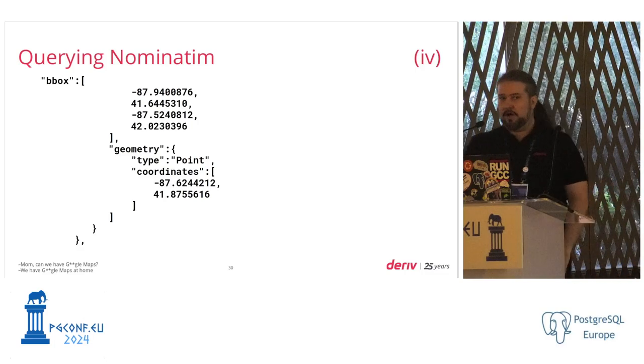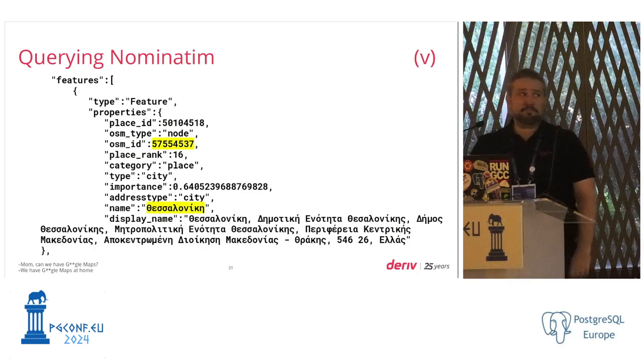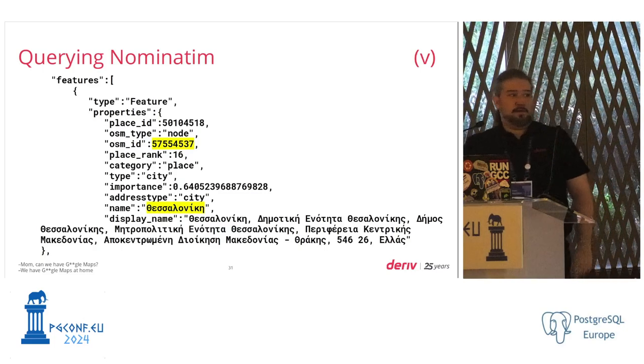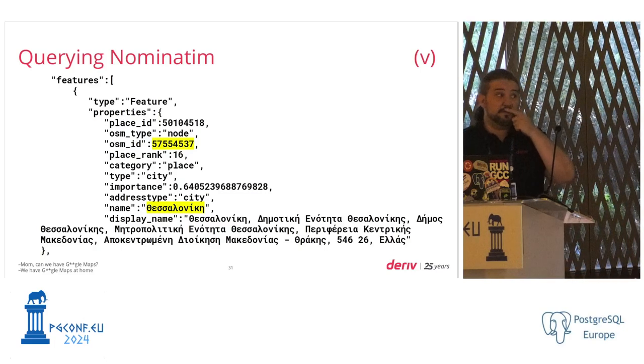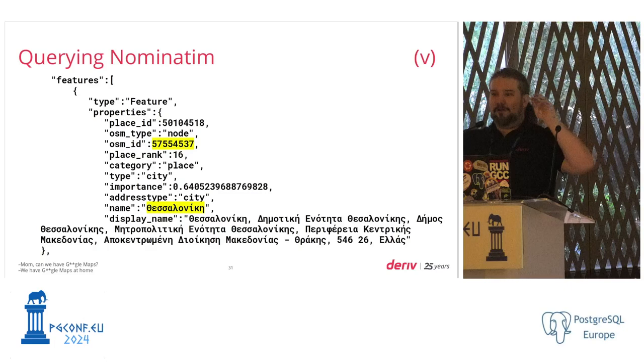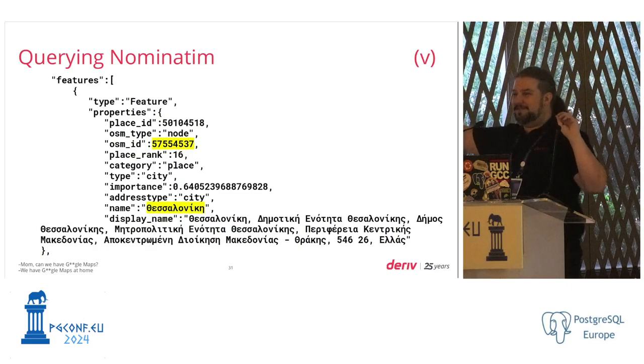Or you can query other places like Thessaloniki, which is a city in the north of Greece, and it has a different OSM ID. It is a place, it is a city, and the name in the local language is this thing. The display name is Thessaloniki in all of the administrative things that it belongs to.